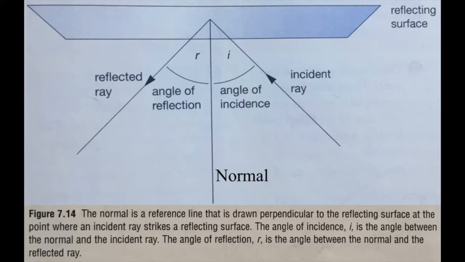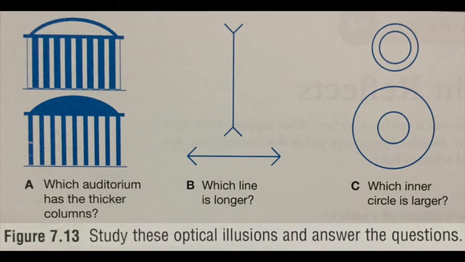Figure 7.14. The normal is a reference line that is drawn perpendicular to the reflecting surface at the point where an incident ray strikes a reflecting surface. The angle of incidence, I, is the angle between the normal and the incident ray. The angle of reflection, R, is the angle between the normal and the reflected ray. Stretch your mind. Measure and record the dimensions of each diagram on the left to check your answers. Did any of the drawings trick your vision? Why might your brain be fooled by the drawings?